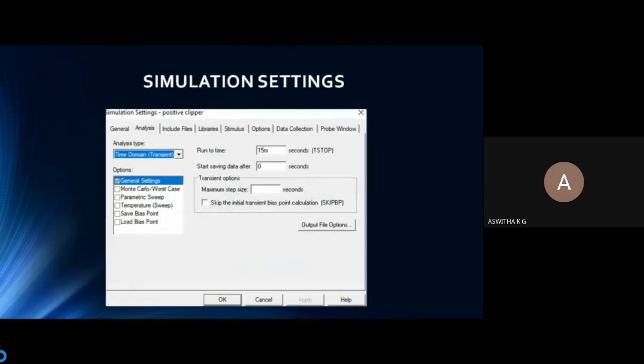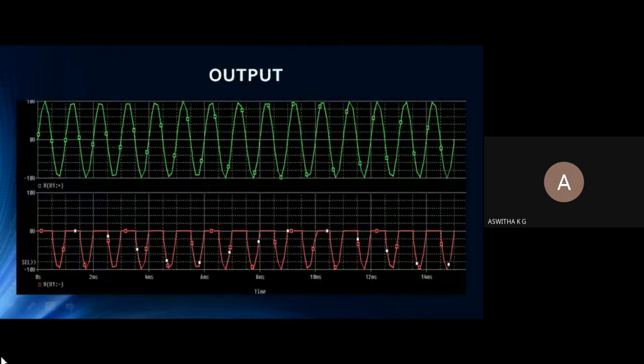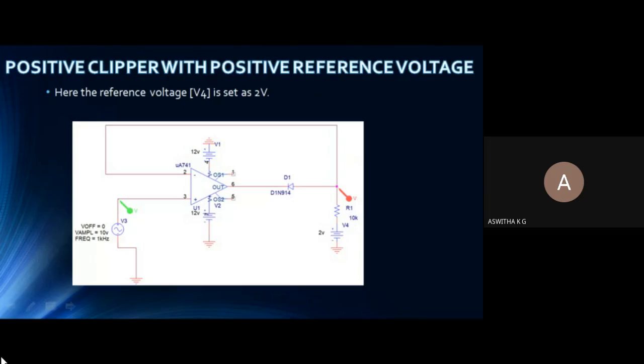Now let us see the simulation settings. Here the analysis type is set as time domain and the run to time is set as 15 milliseconds. And let us now see the output. In this output, all the voltages above 0 volt are clipped off because we have set the reference voltage as 0 volt.